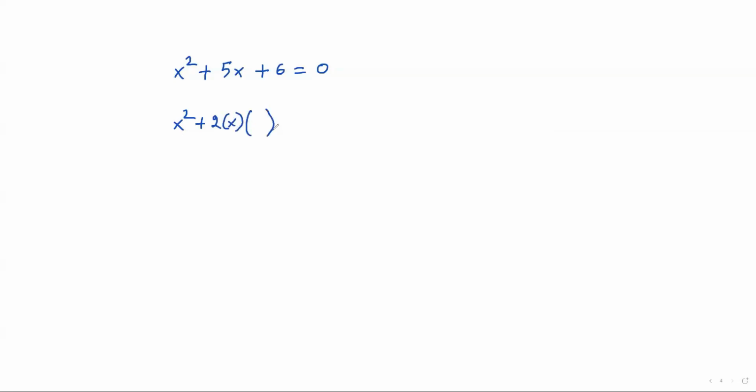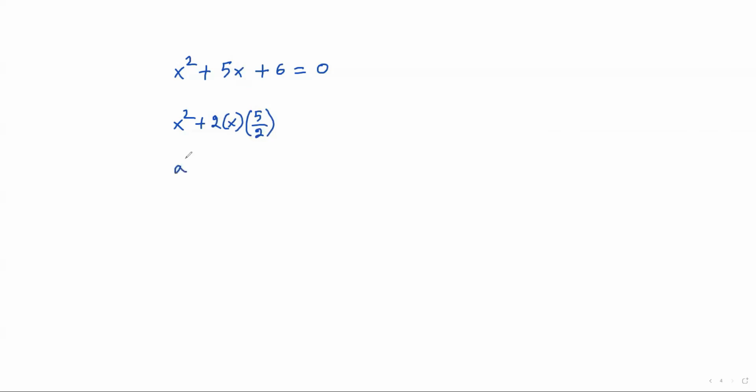And now I have to write the value of b, so that the simplification of this one must be equal to 5x. So what value should I take for b so that the simplification of this one is equal to 5x? It's very simple. I have to take 5 over 2. So when I multiply 2 times x times 5 over 2, this 2 will cancel out, and I get 5 times x, which is 5x.